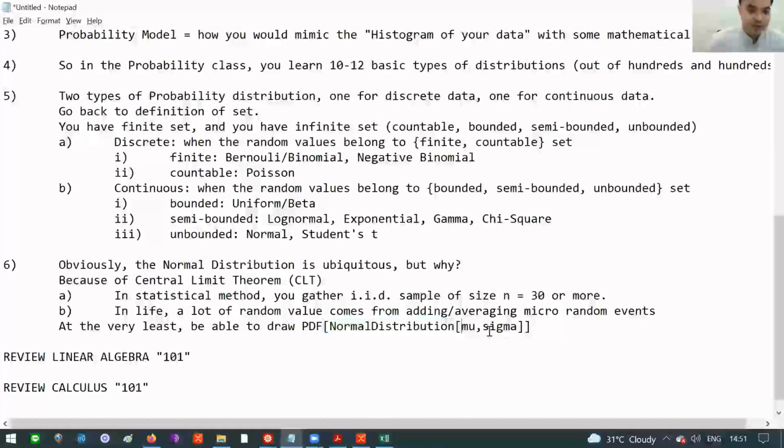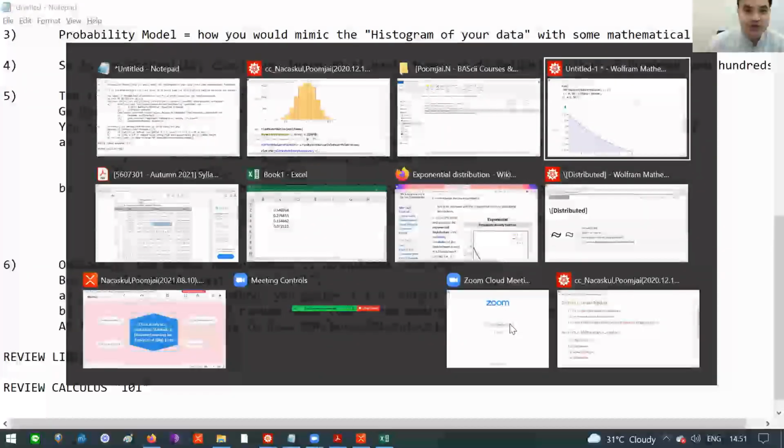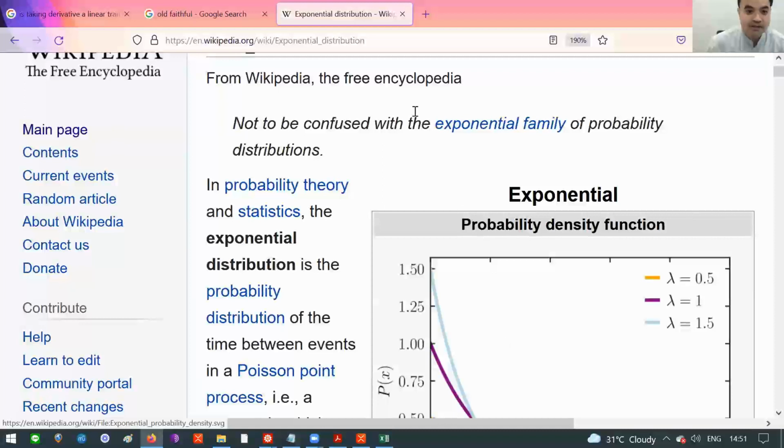The normal distribution has two parameters. It's centered around mu and it has a slope. So let's look at the normal distribution Wikipedia page.